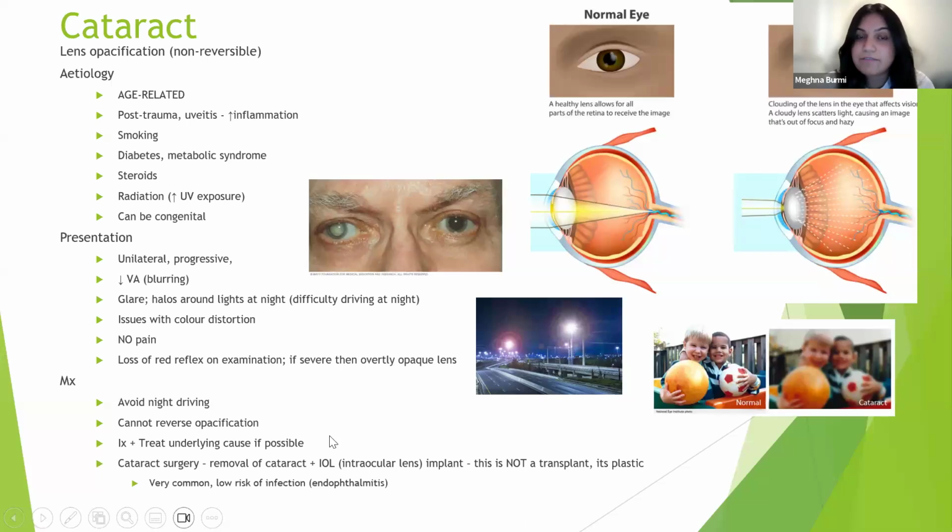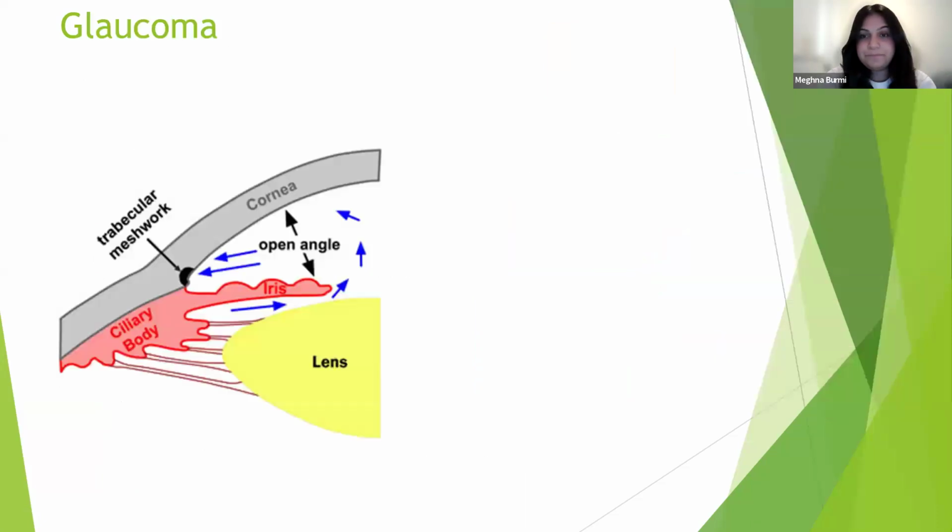It's a very safe and very common procedure where an ophthalmologist removes the cataract. So the old lens is taken out and a new lens is put in. And that new lens is plastic. It's not a transplant from another patient. It's very common. Like I said, low risk of infection. And a patient might need to have both of their cataracts replaced at one point or another throughout their life.